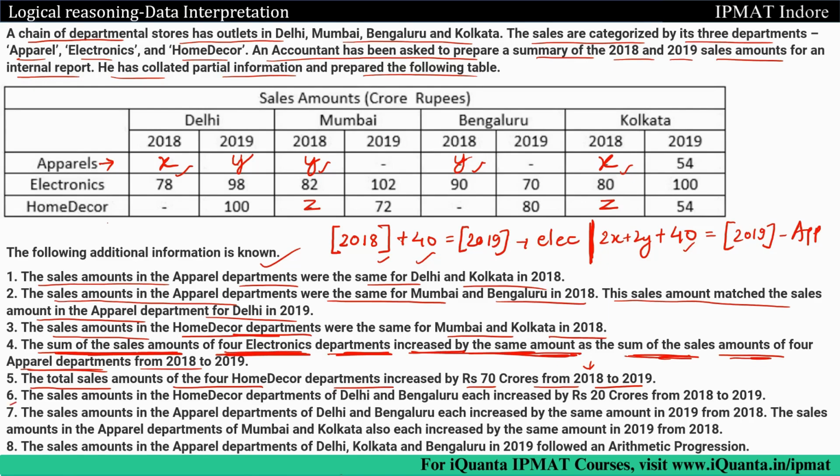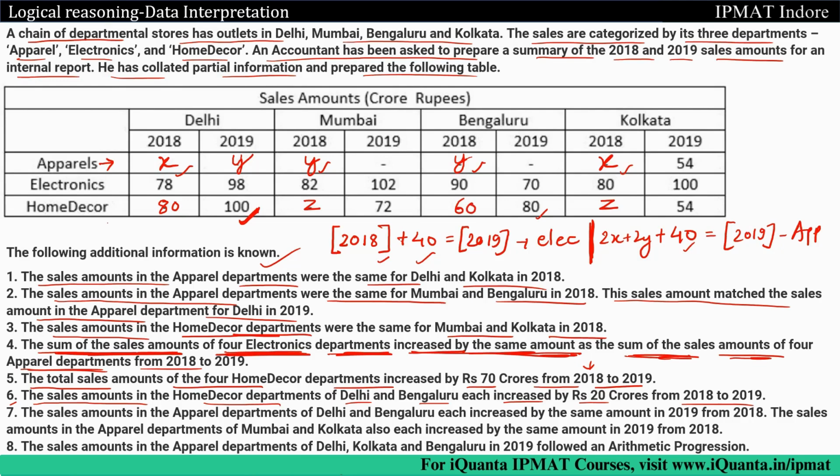In the sixth one, we have the sales amounts in the home decor department of Delhi and Bangalore each increased by 20 crore from 2018 to 19. So Delhi and Bangalore each increased by 20 crore. So home decor Delhi 2018 to 19, there was an increase of 20. So if 2019 it is 100, in 2018 it must have been 80 because there's an increase of 20. And similarly for Bangalore as well. Bangalore in 2019 home decor it was 80, so in 2018 it must have been 60, 20 lesser, right? I hope this is understood.